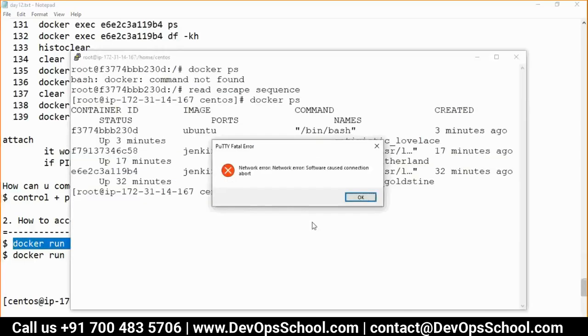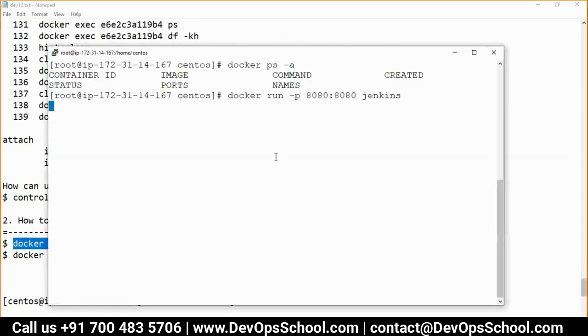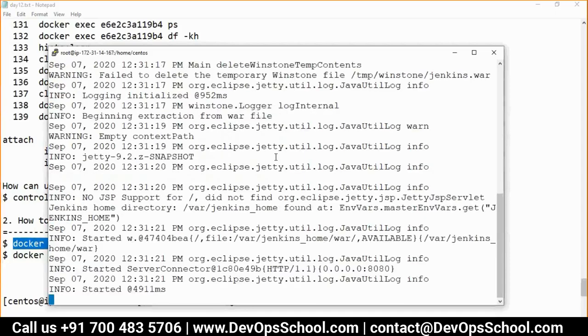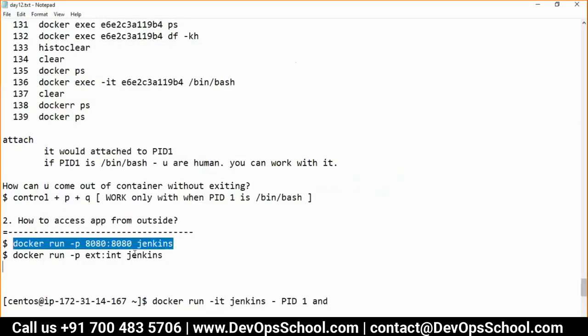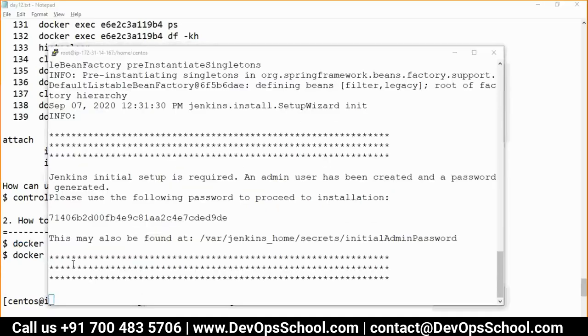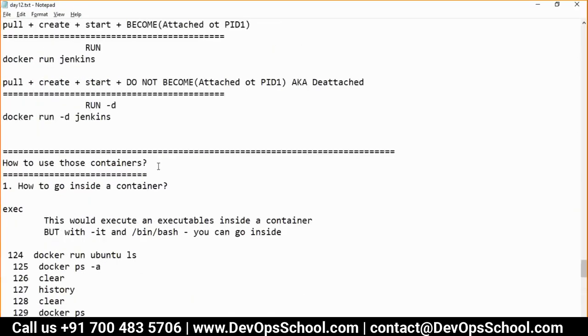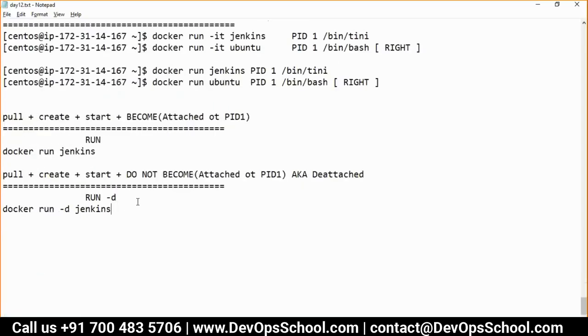Look at my screen. Let's do this. See here, I made a mistake. What mistake? I became Bentini. Okay, so what should I do? Any idea what I should do? We have to detach it. Control C? No. That is if you are inside it, then Control PQ. I'm not inside it, then here -d will work.